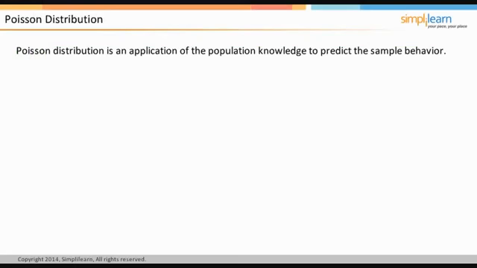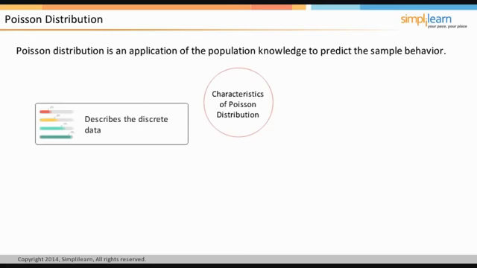Let us learn about Poisson distribution in this screen. Poisson distribution is named after Simeon Denis Poisson and is also used for discrete data. Poisson distribution is an application of the population knowledge to predict the sample behavior. It is generally used for describing the probability distribution of an event with respect to time or space. Some of the characteristics of Poisson distribution are as follows.